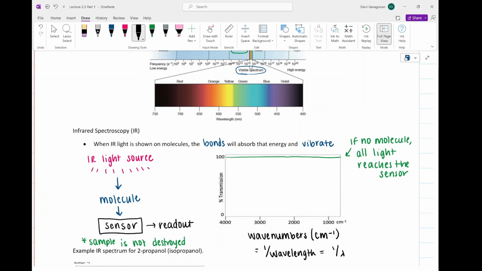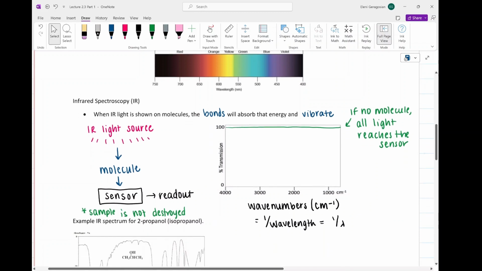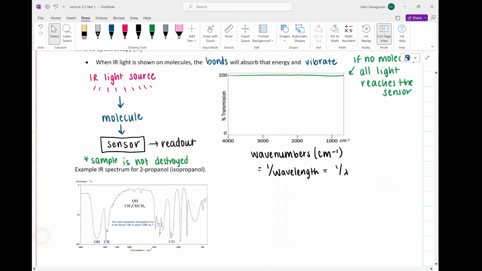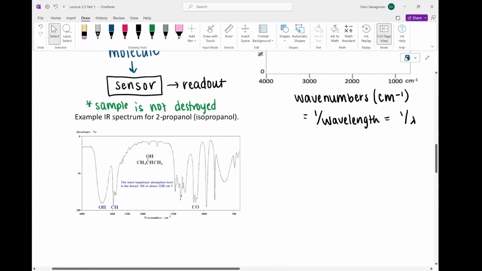But if we have a molecule there, as long as that molecule has bonds that can absorb IR light, it'll absorb that light. So here's an example of a molecule, this is 2-propanol. That molecule was put onto an IR instrument. We call these devices that we use in chemistry that help us study molecules instruments. So that was put on an instrument, and this is the IR spectrum. I'll try to zoom in here a little bit more. That was the readout for propanol.